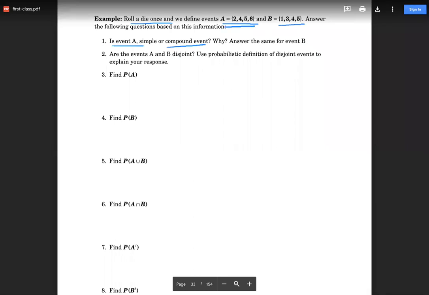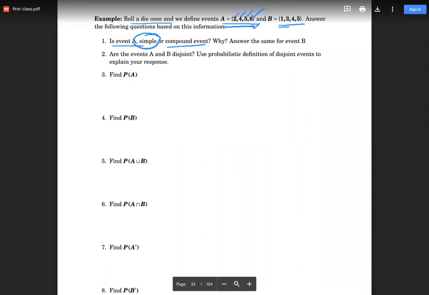Why? A can happen in 4 different ways. If you roll a die and get a 2, A has happened. If you get a 4, A has happened. If you have a 5, A has happened. If you get a 6, A has happened. So in essence, A can happen in 4 different ways. Remember the definition of a simple event? It can happen in only one way, but A can happen in 4 different ways. So it's not a simple event.